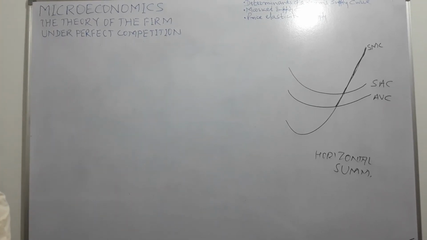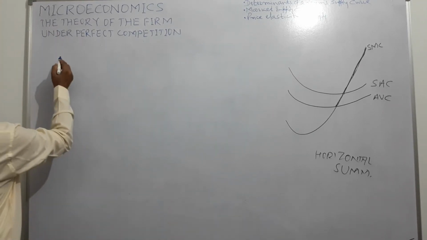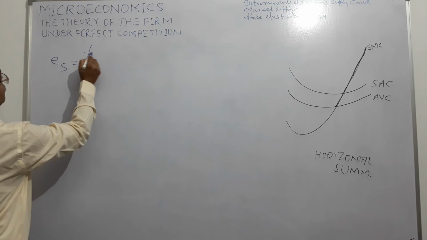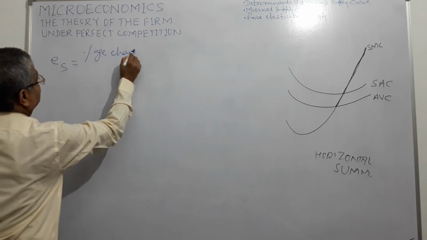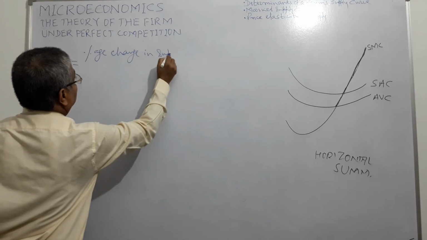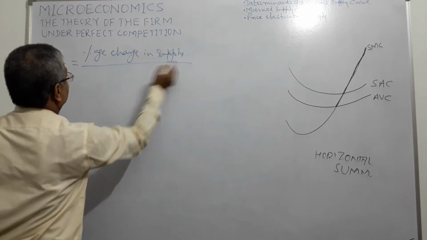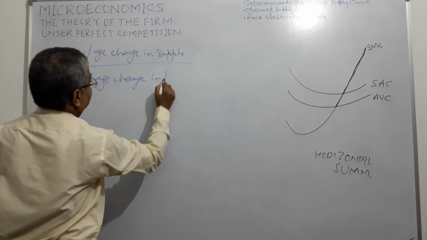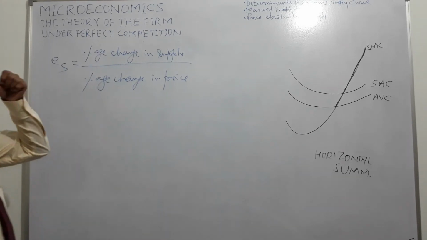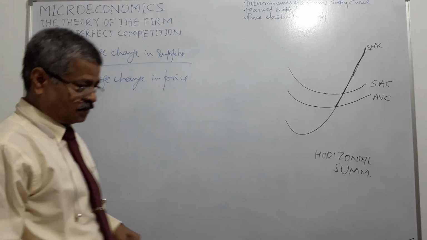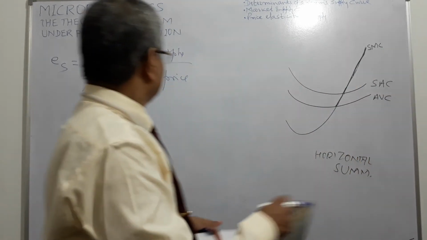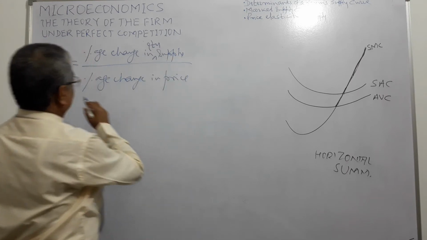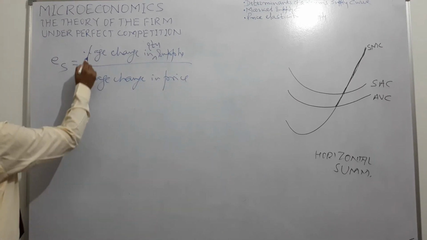And we can write it like this: price elasticity of supply is equal to percentage change in supply upon percentage change in price. So what is percentage change in supply? Percentage change in supply or quantity supplied upon percentage change in price.